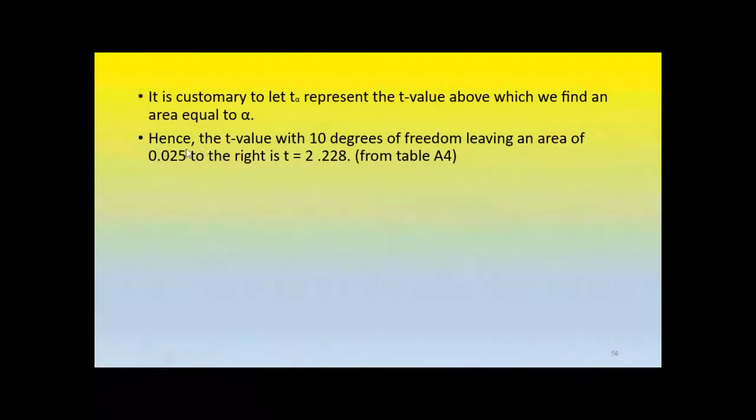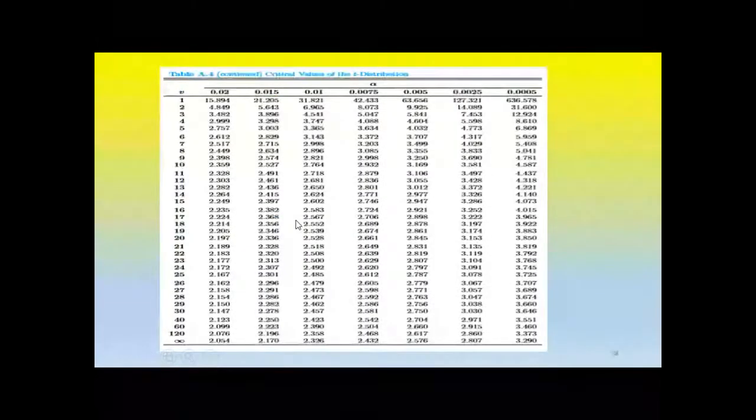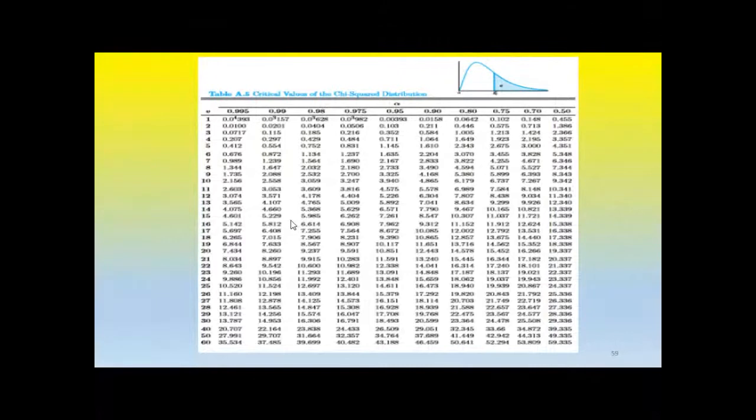We'll go to the T table. T value with 10 degrees of freedom. What is it? Degrees of freedom, V, is 10, and for the right side of T we need the area 0.025. Then what is the T value? From table A4. Degrees of freedom is 10. Here we go, the 10 is here. Alpha is 0.025. Do we have 0.025 here? No. Move to the next.